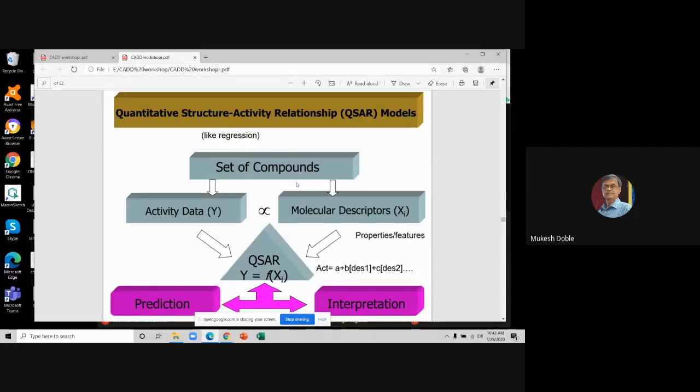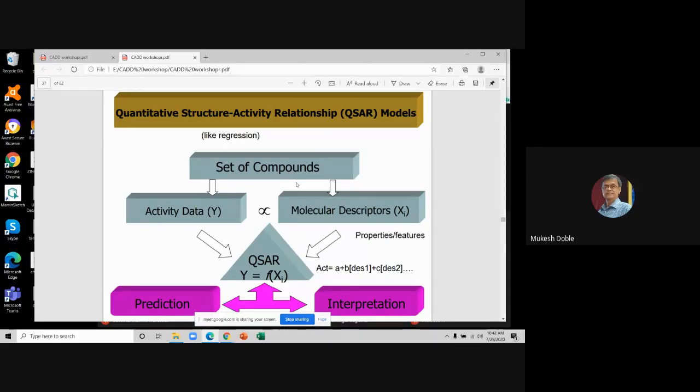Then I calculate the descriptors for those molecules. I showed you ChemDes, I showed you SwissADME, I showed you pre-ADMET, and so many softwares like OChem. So descriptors can be calculated.